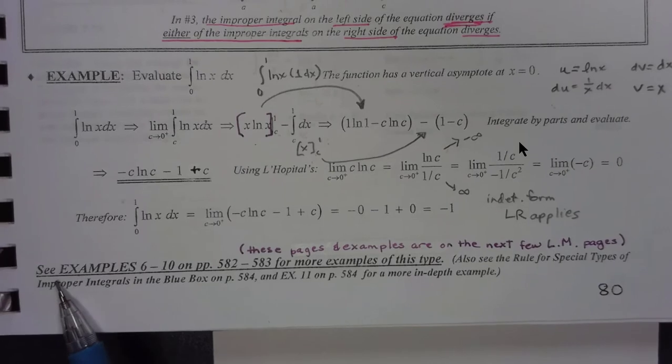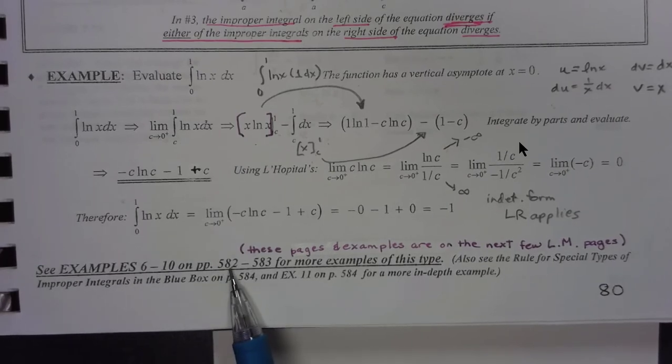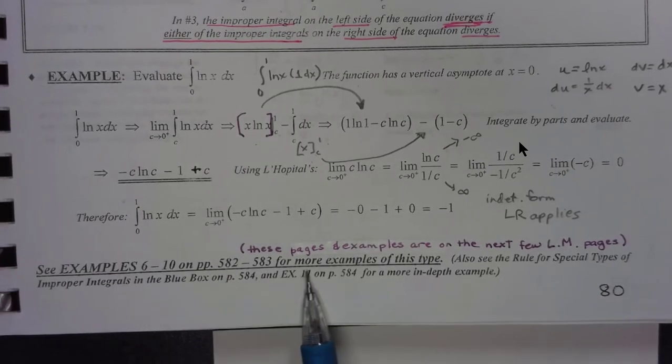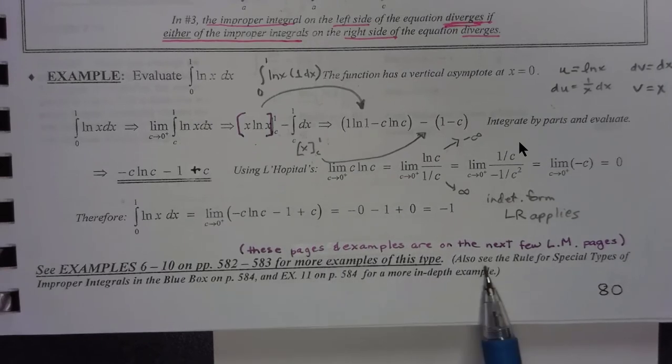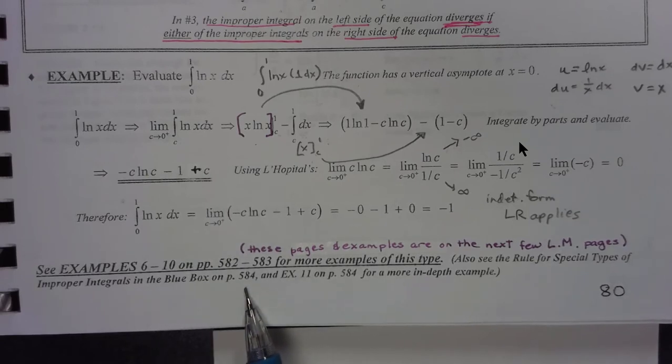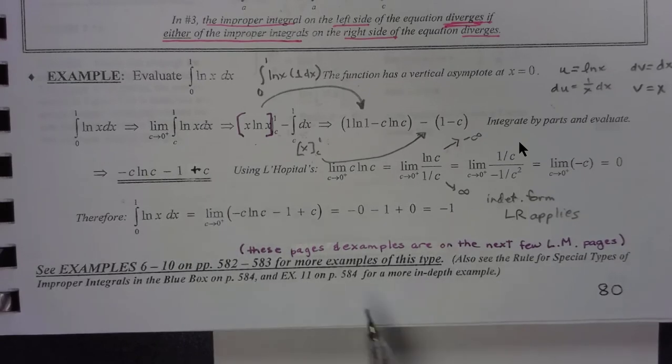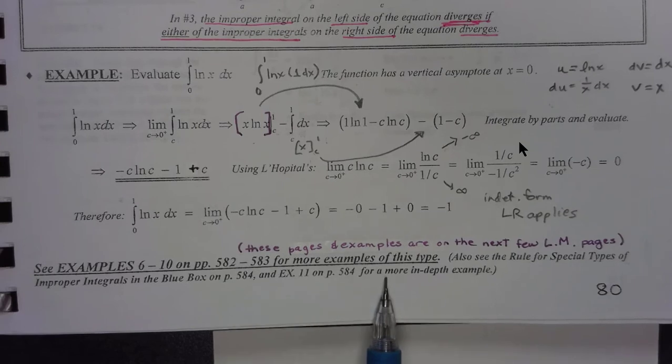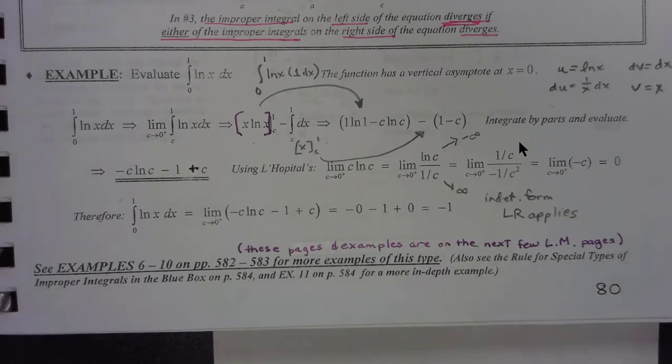Now I want you to look at examples 6 through 10 on pages 582 and 583 for more examples of this type. Also, see the rule for special types of improper integrals in the blue box on page 584 and example 11 on page 584 for a more in-depth example. Now, these examples are actually in this lecture manual on the next few pages.